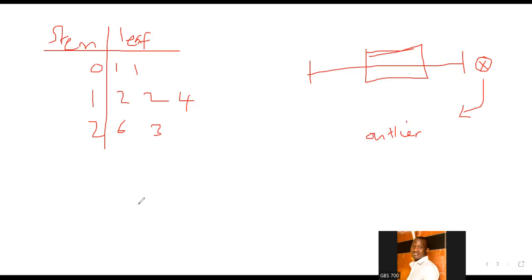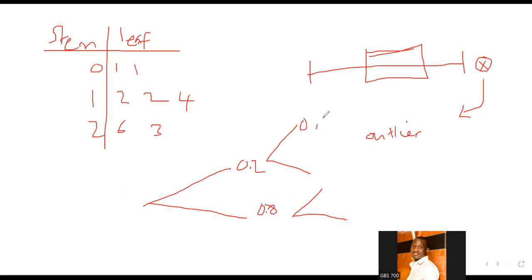And we also have something that looks like this. Who can remember this? 0.2 here, 0.8 there, 0.2 there, 0.9 there. What is this? That's a tree diagram. Yes, it's a tree diagram. So we'll find this in probability. It's a tree diagram. All right.